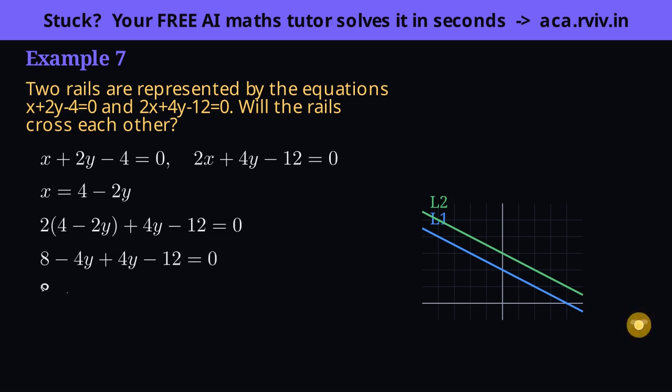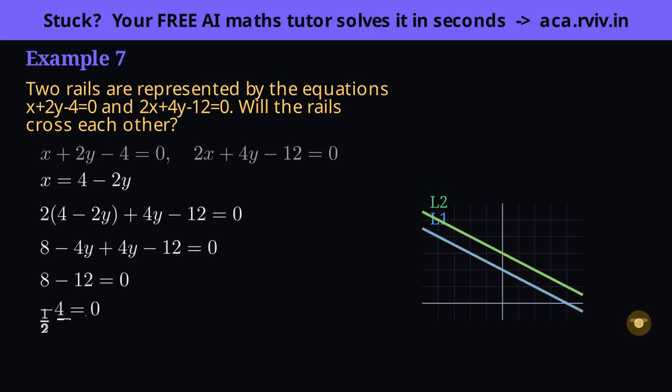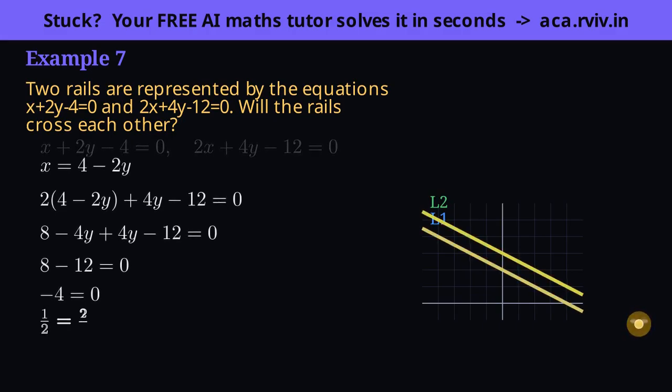The minus 4y and plus 4y cancel, y disappears entirely, just as it did in the last example. But watch what's left this time. 8 minus 12 is minus 4, so we are left with minus 4 equals 0. That is simply false, minus 4 is not 0. Unlike the last problem, the leftover statement is a contradiction, not an identity. A false statement means no value of y, and hence no point, can satisfy both equations. The rails share no point.